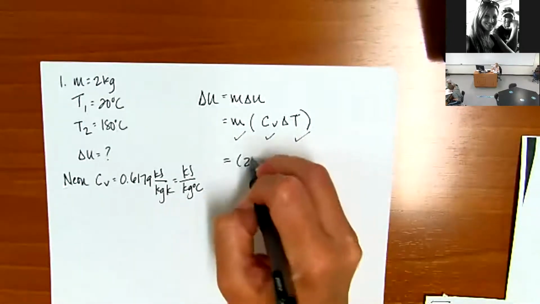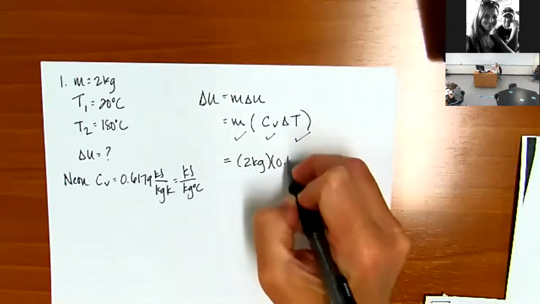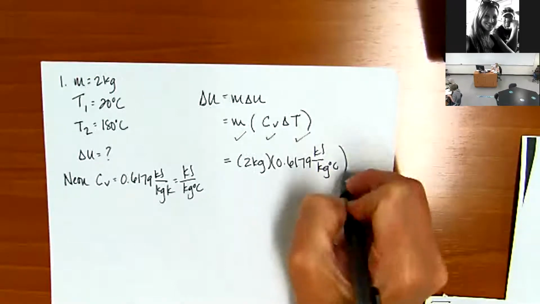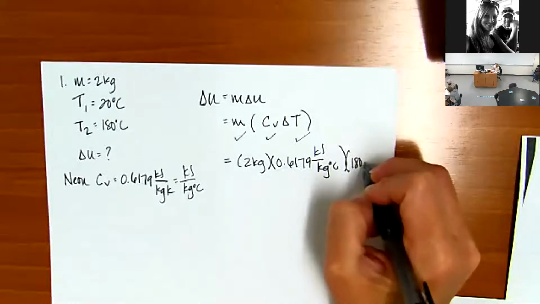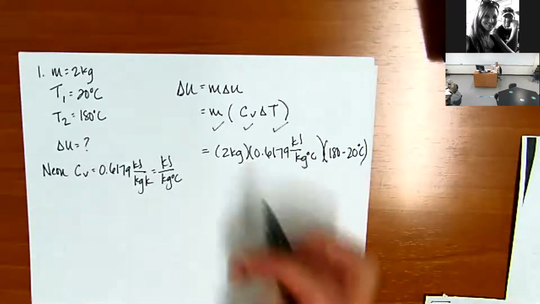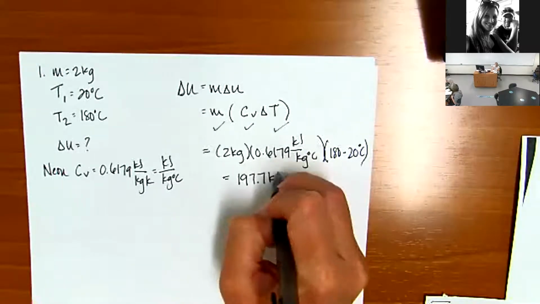Our mass is 2 kilograms. Our C sub V is 0.6179 kilojoules per kilogram degree Celsius. And then we have 180 degrees Celsius minus 20 degrees Celsius. Plugging all those in, we get 197.7 kilojoules.